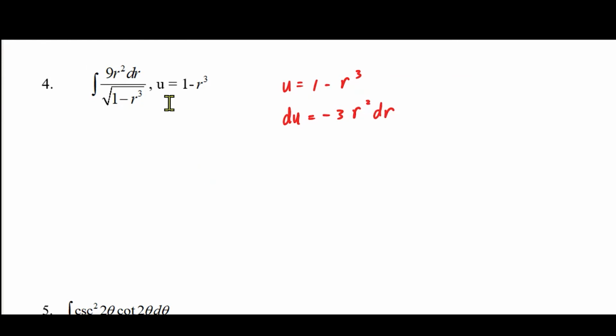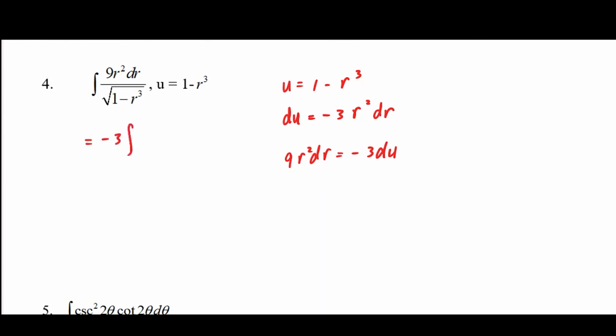I see 9r squared dr, right? So if I try to have 9r squared dr, then do you see this is negative 3 du? You know what I'm saying? That's how we adjust it. 9r squared dr is equivalent to negative 3 du. You know what I'm saying? Okay, so let's see what this thing becomes.